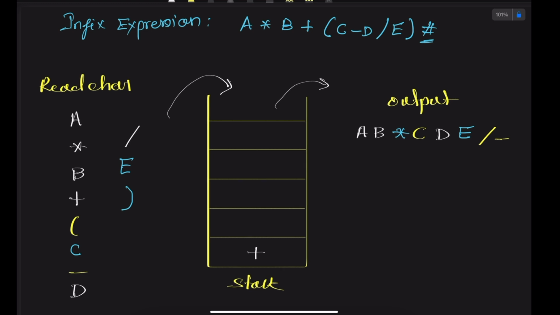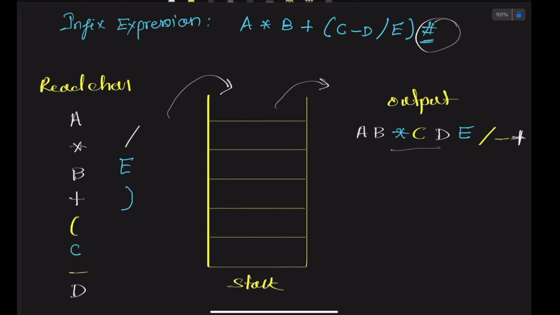Now the plus operator alone is present inside the stack. Once we read the hash symbol, you have to take out all the operators present in the stack, and the final operator is plus. So the plus operator comes out, and now this is the postfix expression: AB star CDE slash minus plus. This is the way we convert infix to postfix expression. So this is the final outcome we receive.